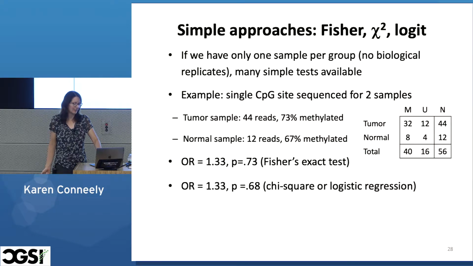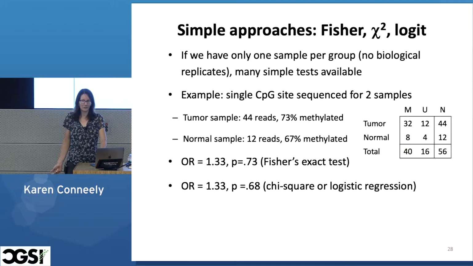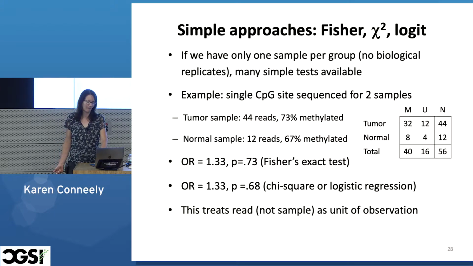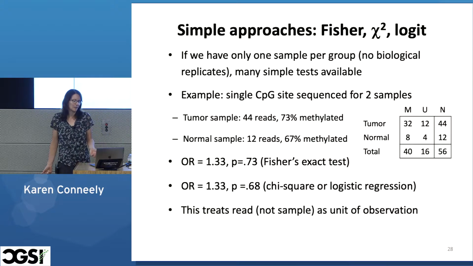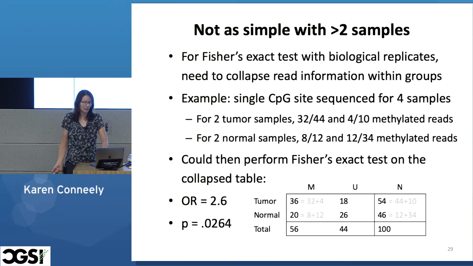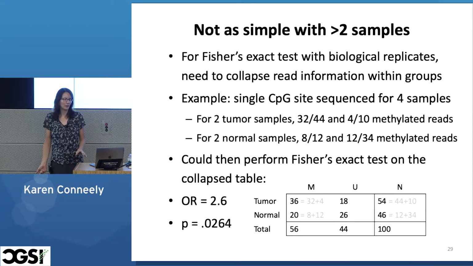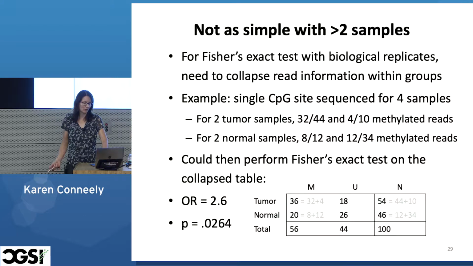With Fisher's exact test, similarly, if we did a chi-square logistic regression, we would get almost the same answer. And this is not completely inappropriate. You do have a bunch of reads. We threw them together and we did a Fisher's exact test, which is kind of what you do. We did treat the reads as the unit of observation, but it's not terrible. It becomes less simple when we have more than just one sample in each condition.